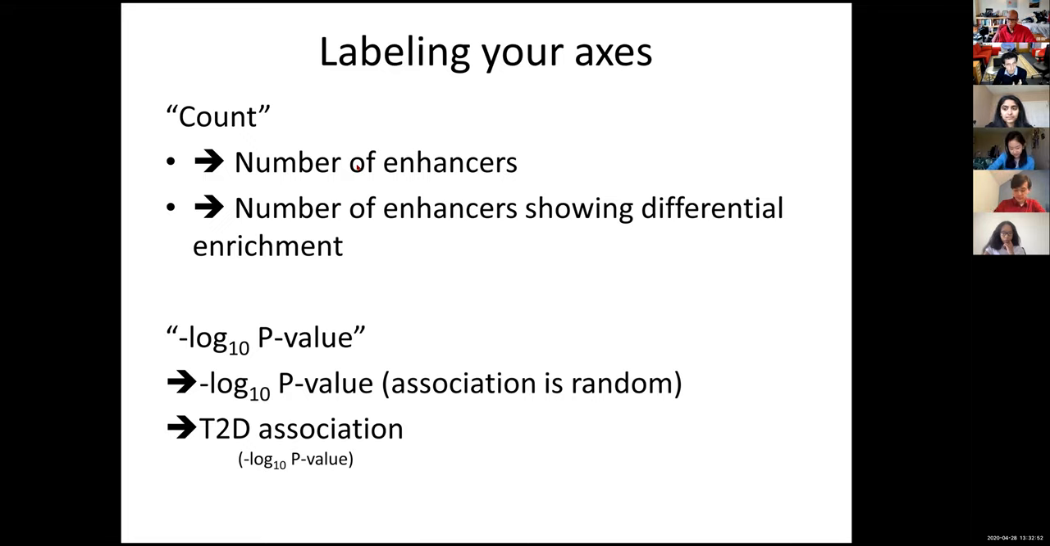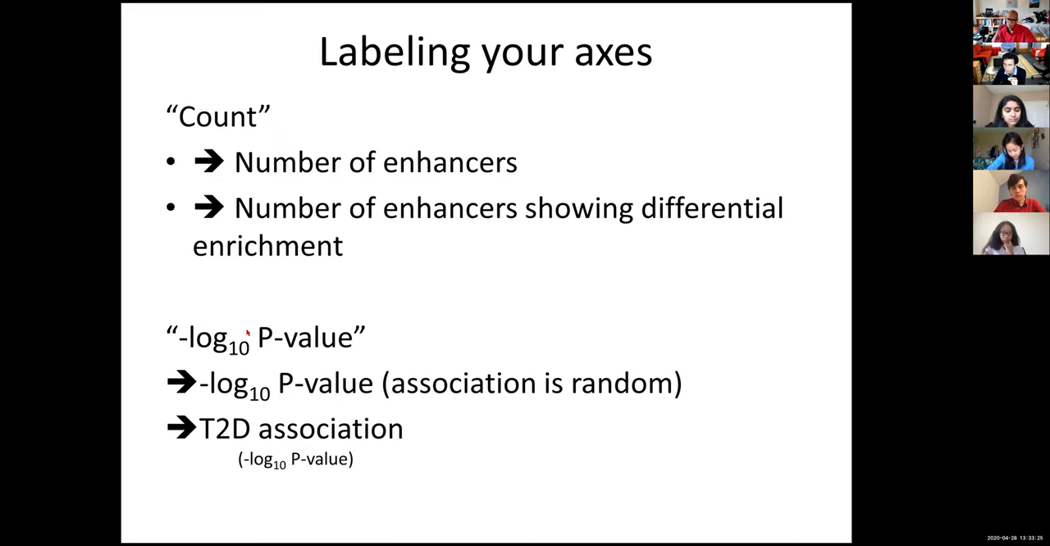But if you label the x-axis number of enhancers showing differential enrichment, instead of just number or count, that's better. And on the y-axis, it used to say log 10 p-value. In my view, log 10 p-value is a metric. Meters is a unit. Log 10 p-value is a unit. What it actually measures is what matters, not the unit in which you're measuring.